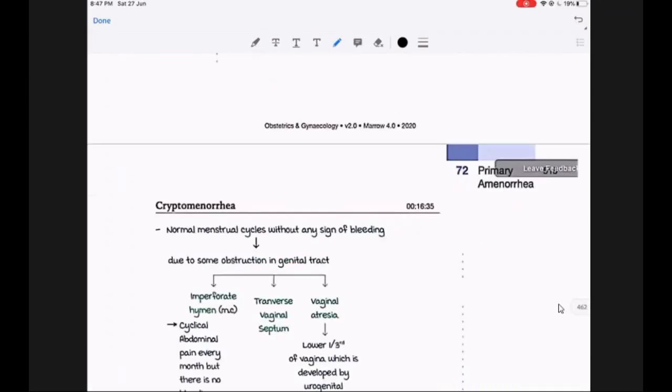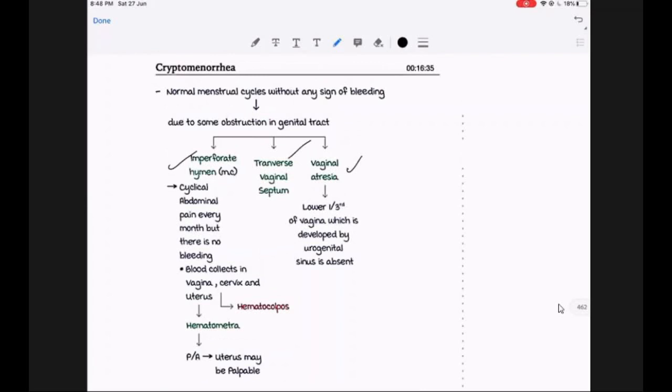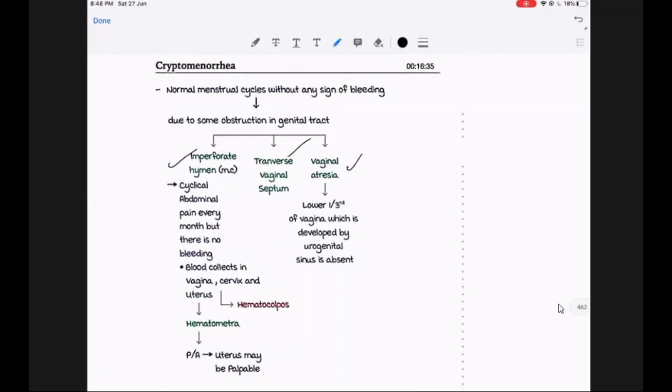Okay, now let me come to cryptomenorrhea. I got it right: imperforate hymen, transverse vaginal septum, or vaginal atresia. Now coming to cryptomenorrhea, I'm gonna tell you how the development of your vagina takes place. You have the upper part and the lower part. This upper part of your vagina is basically formed from your Mullerian duct. The lower part is formed from your urogenital sinus, right? So what can I say is your vagina is developed from two parts. One is your Mullerian duct, other one is your urogenital sinus.